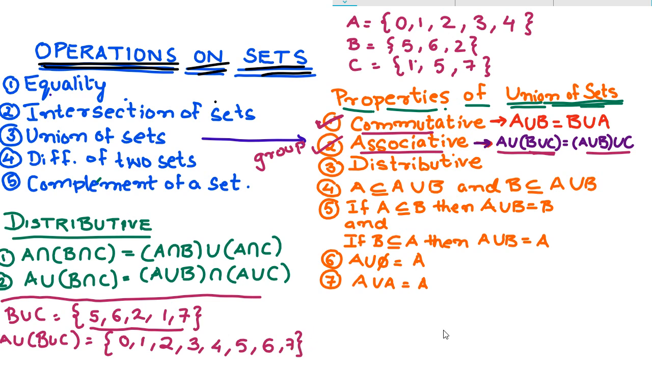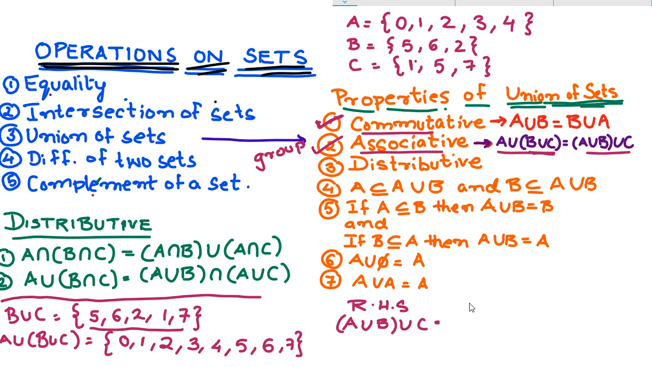So now we have the LHS part of the associative property which we are looking at. Now look at the RHS part of that, and let's find out if LHS is equal to RHS. Okay, so in LHS we have got A union B union C. So let's look at A union B first.